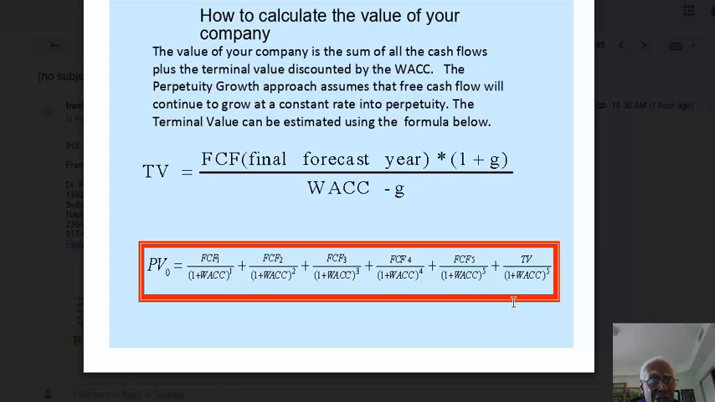That doesn't mean that that's what you're going to pay for the company. Maybe you'll decide you'll pay more because you want control and you're excited about it. Maybe you think that this value is too high, so you'll pay less.